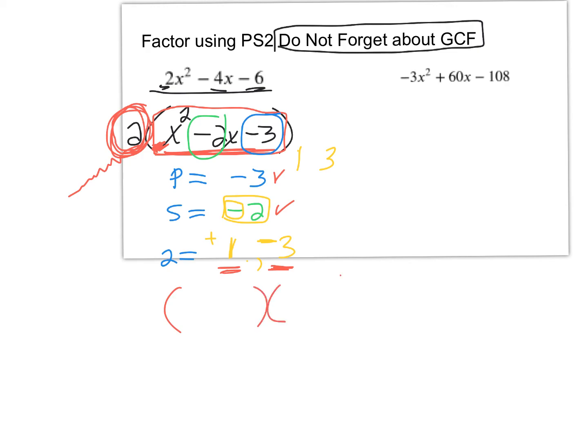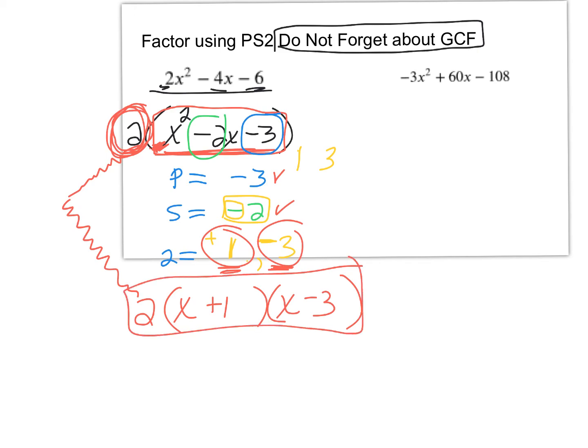Now here's what we're going to do. This 2 that was kind of floating around here now comes back. It parks itself in front of the parentheses. Then we just do what we've been doing this whole video. We're going to make x and x. I'm going to drag this plus 1 in here, this minus 3 here. And there it is. Okay, pretty simple.